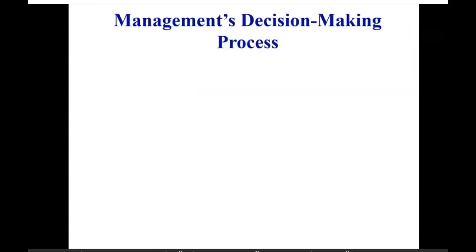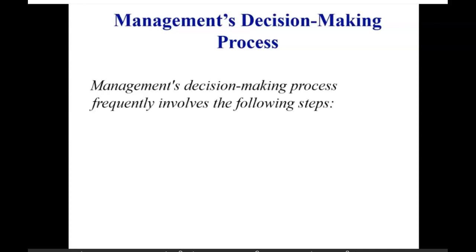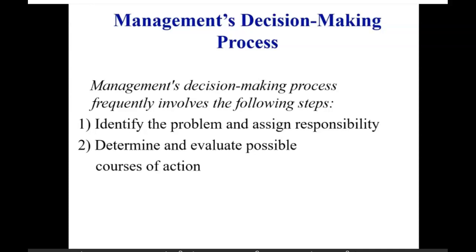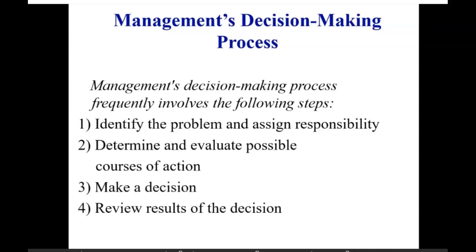The management decision-making process involves a number of the following steps. First of all, identify the problem and assign the responsibility. Then determine and evaluate the different courses of possible action. Make a decision and then review the results.